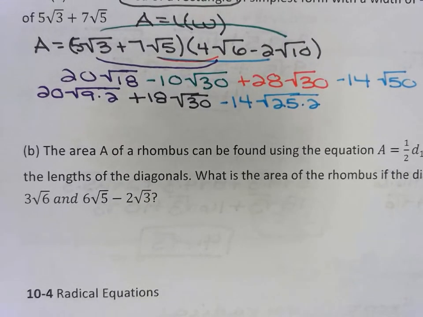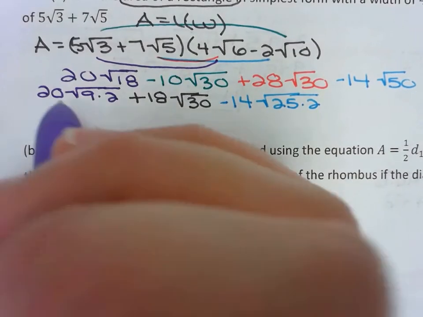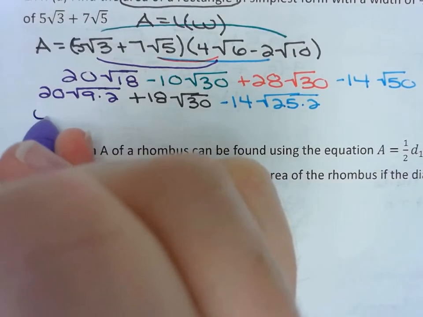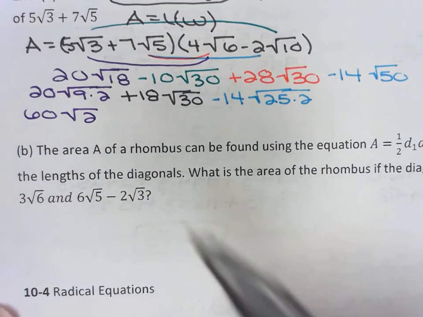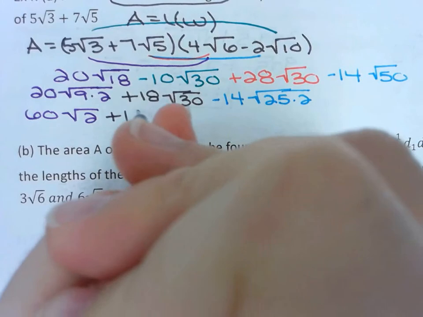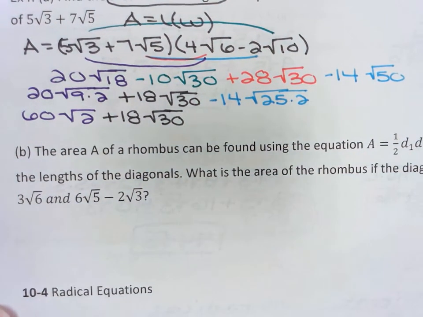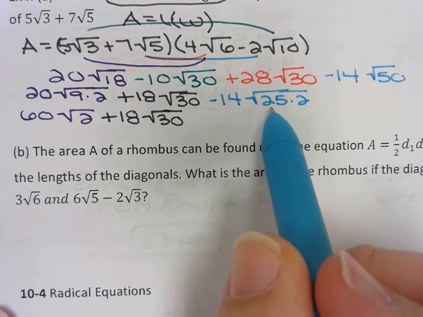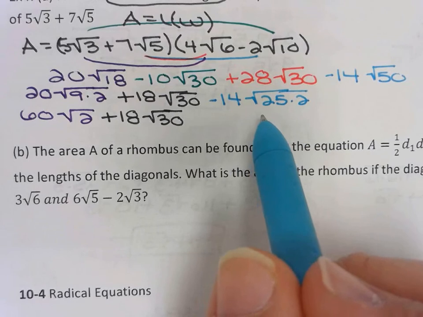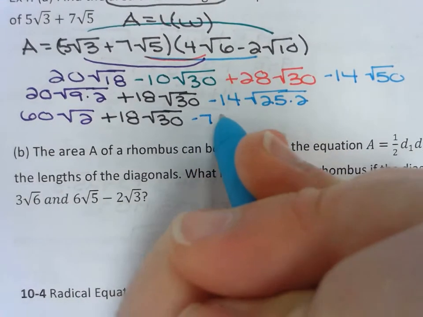Okay, let's go through and simplify. So square root of 9 is 3. So I bring the 3 out front, multiply that with the 20. So 60 square root of 2 plus 18 square root of 30, minus, if I bring out the square root of 25 is 5, 5 times 14 is 70. So minus 70 square root of 2.